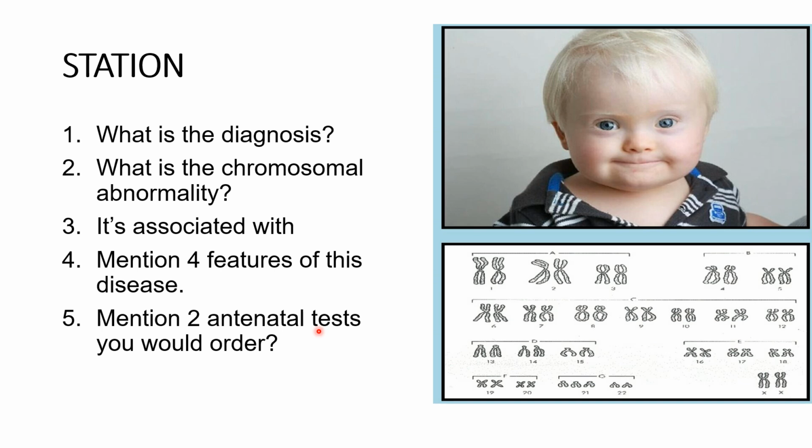So before we talk about the answers, we are going to do a literature review. Since the diagnosis is Down syndrome, we need to understand what Down syndrome is and how it comes about. Then we answer the station at the end of the lecture.